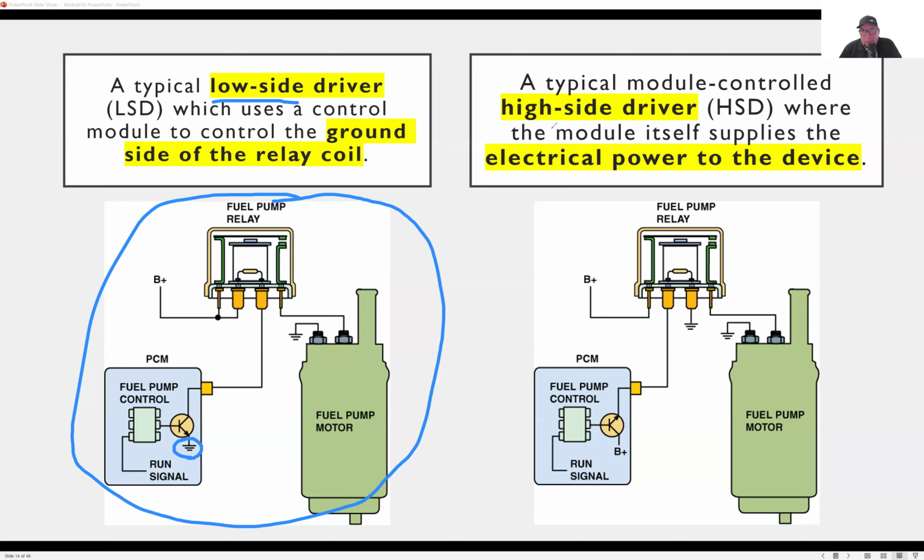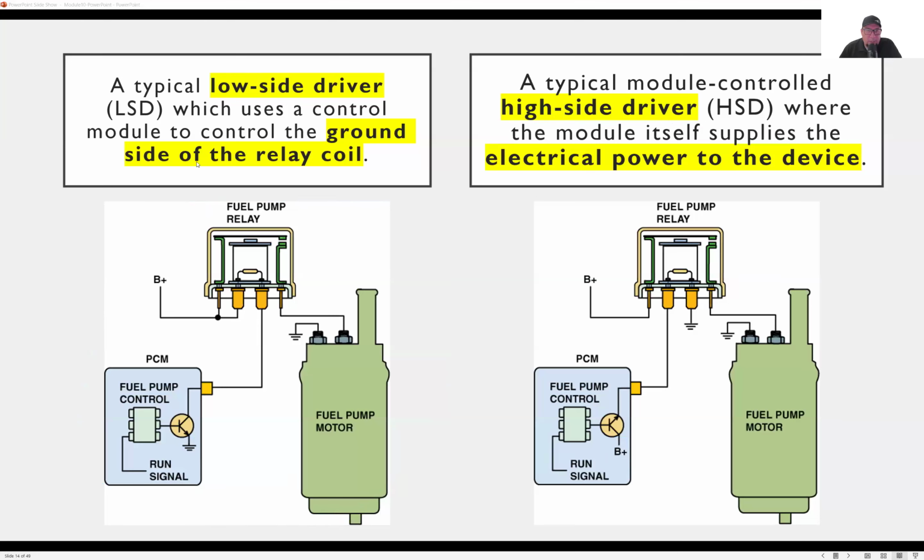On the other side is the opposite. At the high side driver, we have battery power, so we're controlling power to the relay. We're not controlling ground to the relay. Okay, different ways to wire things. The majority of things in your car are wired with the low side driver, meaning that the computers control ground. They do not control power. That's how the majority of vehicles are wired.